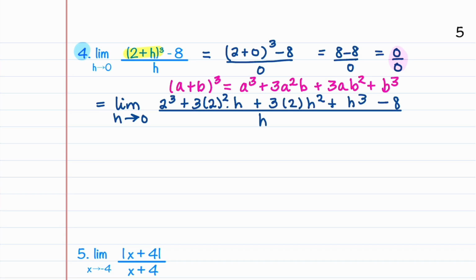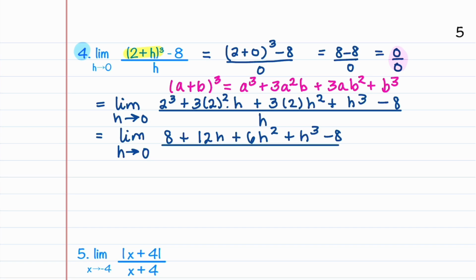Now let's go ahead and simplify. This is the limit as h goes to 0. We have an 8 plus 4 times 3 is 12, so we have a 12h plus 6h^2 plus h^3 minus 8, all divided by h. Now let's look at our terms that cancel. We have an 8 that cancels, so that's great.